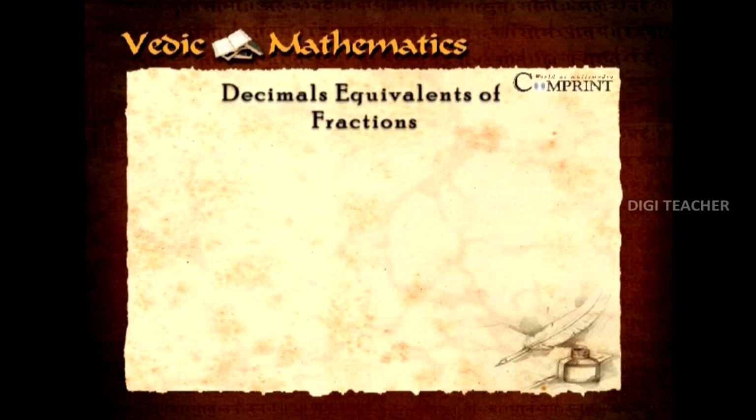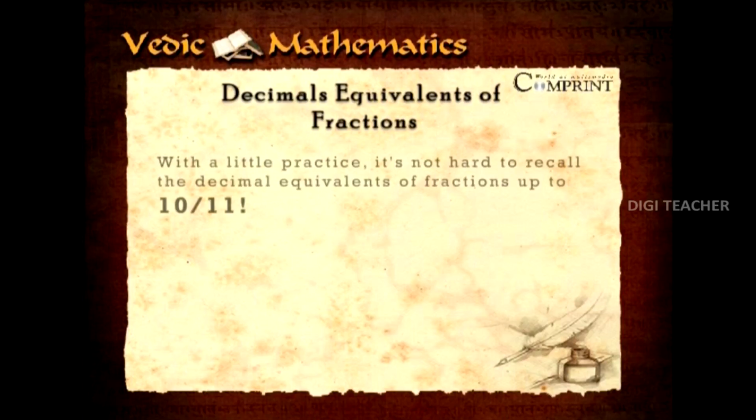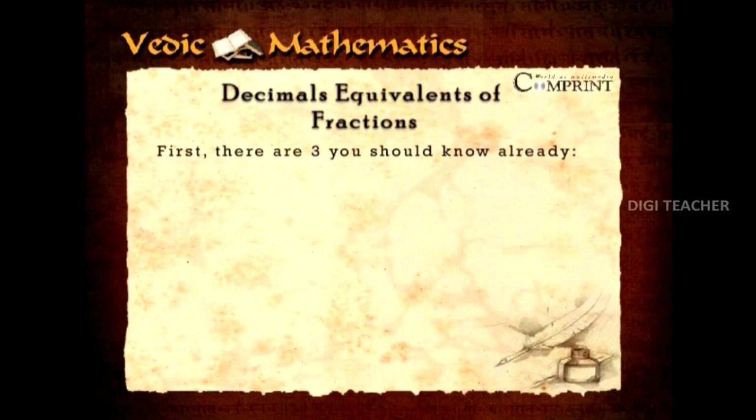Decimal equivalents of fractions. With a little practice, it's not hard to recall the decimal equivalents of fractions up to 10 divided by 11. First, there are 3 you should know already. 1 by 2 or half equals 0.5. 1 by 3 or 1/3 equals 0.333 and so on. 1 by 4 or 1/4 equals 0.25.